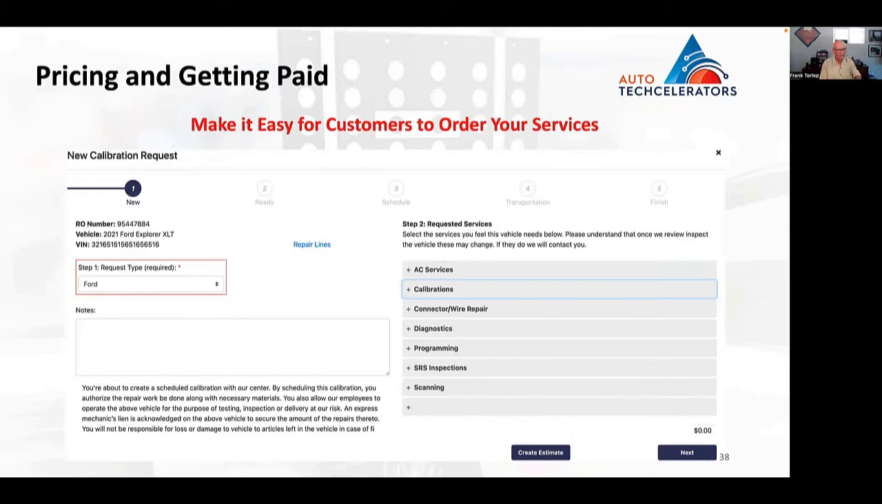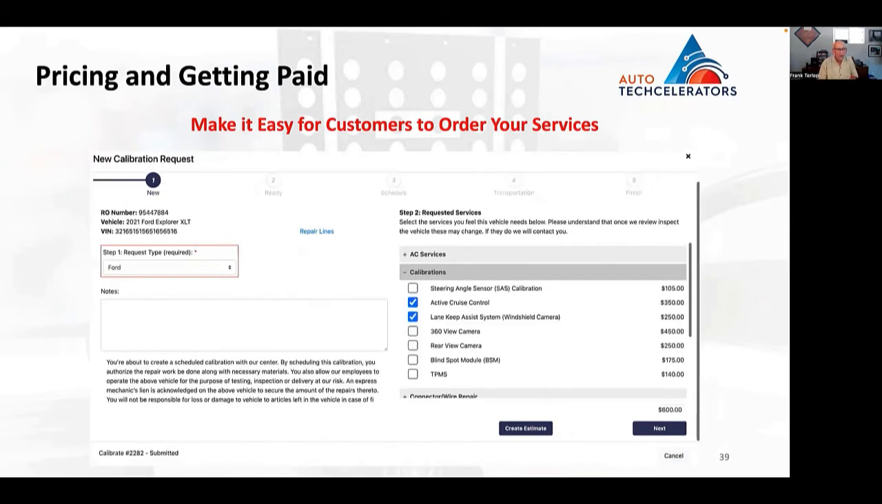So in this case, the customer is going to pick Ford, and then they're going to pick the service they need. Okay. And again, they're going to know what it's going to cost. There it is as they add it up. Because remember, you're providing your service pricing to the customer. And so now it's transparency, right? It's sort of like going online and getting your plane ticket. Now they're going online and getting their calibration services and pricing. And again, real quick, real easy way to do it.